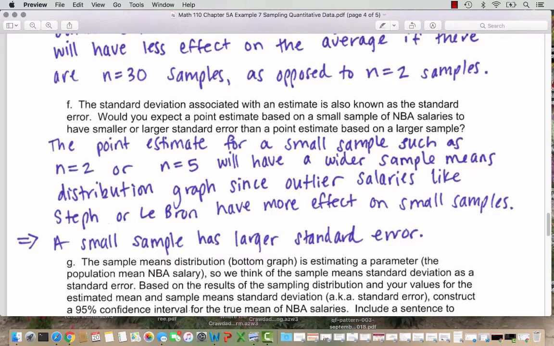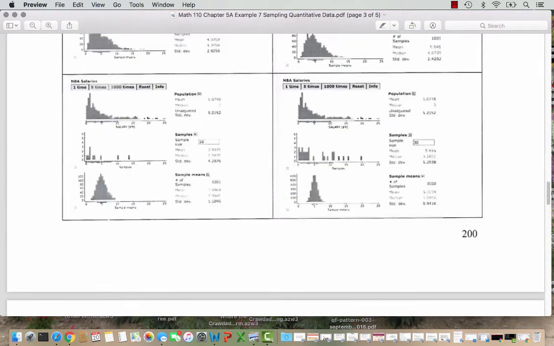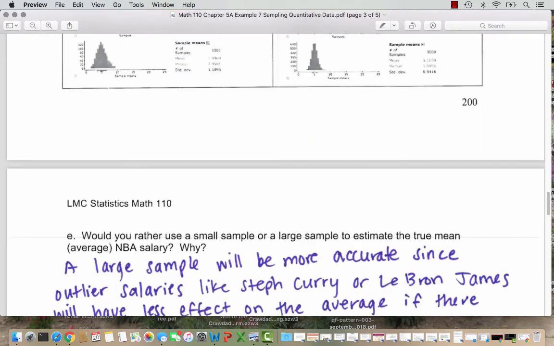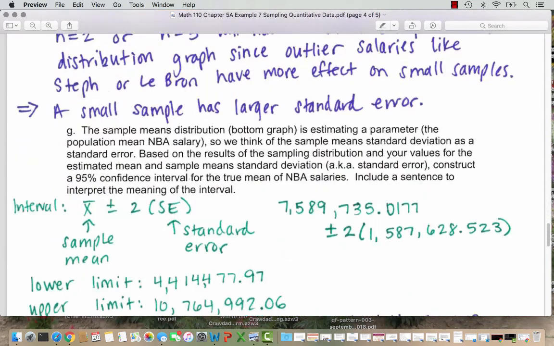And that's just what we saw if we look back at our screenshots here. When we had the small sample size 3 in the upper left corner, the graph was more spread out. And when we had the larger sample size of 30 player salaries in the bottom right corner, the graph of the sample means down at the bottom is more compressed. We're seeing less variation when we're averaging 30 salaries.